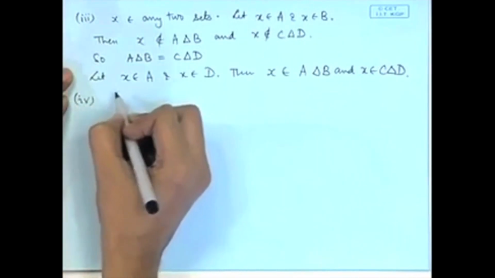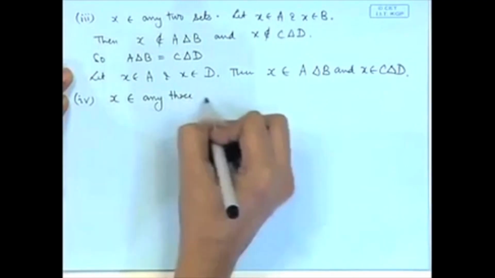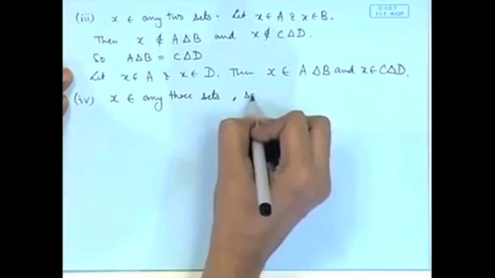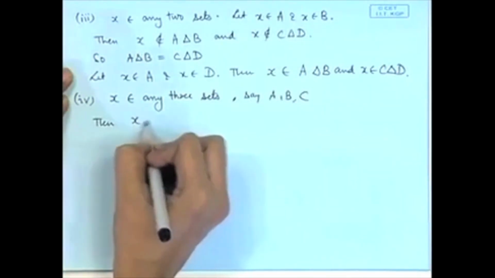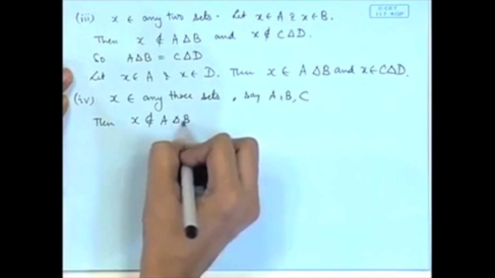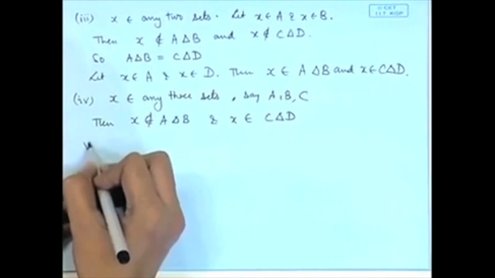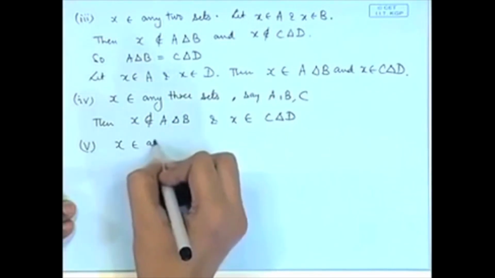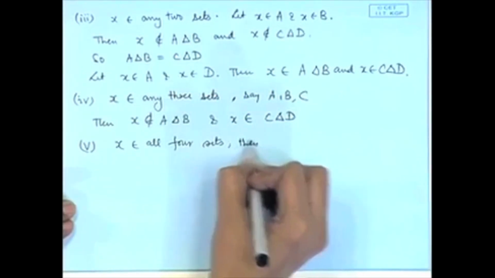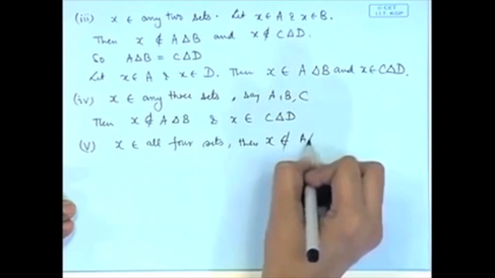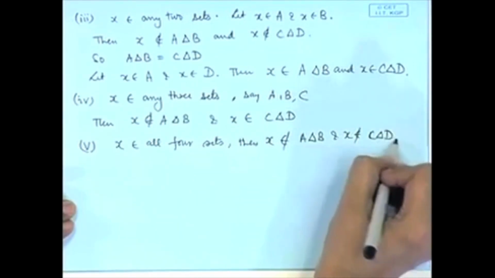Let us consider the possibilities that x belongs to any 3 sets, say A, B and C. Then x will not belong to A delta B and x will belong to C delta D. If we consider x belongs to all 4 sets, then clearly x does not belong to A delta B and x does not belong to C delta D.